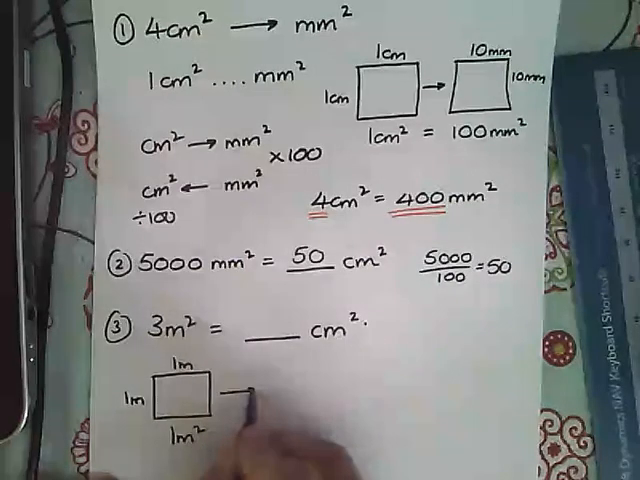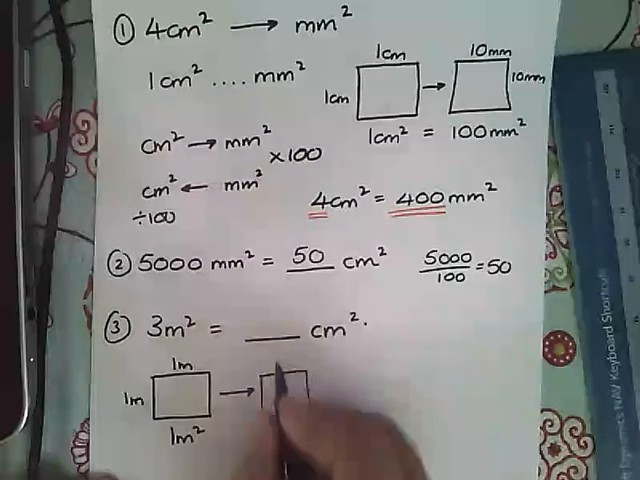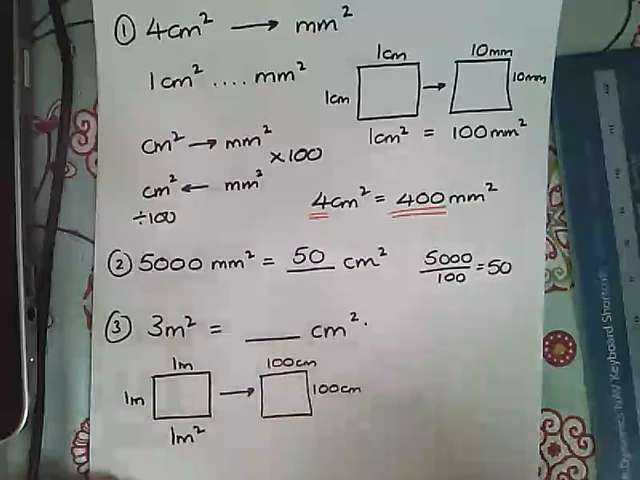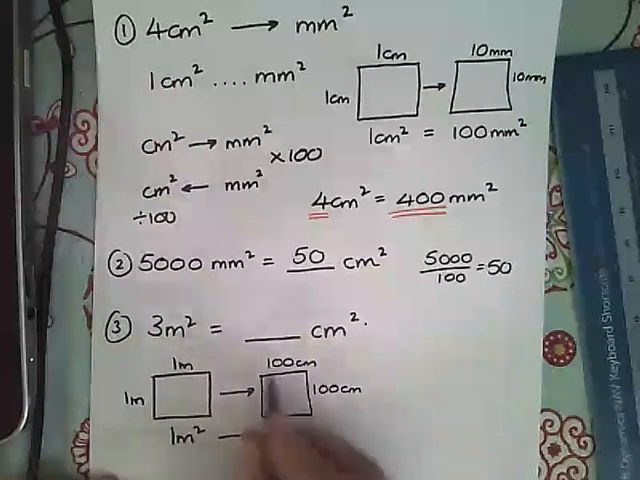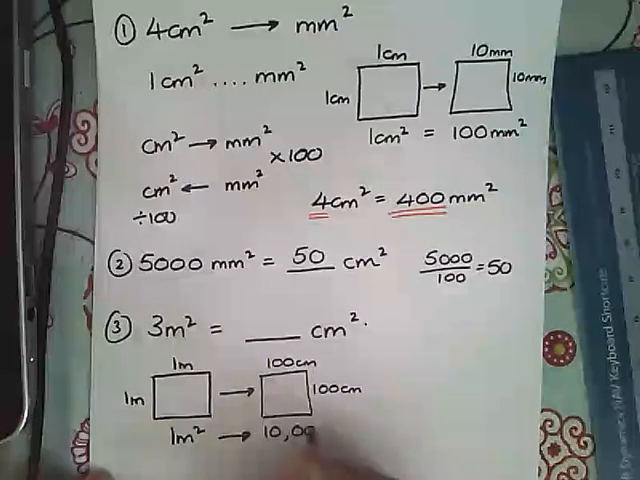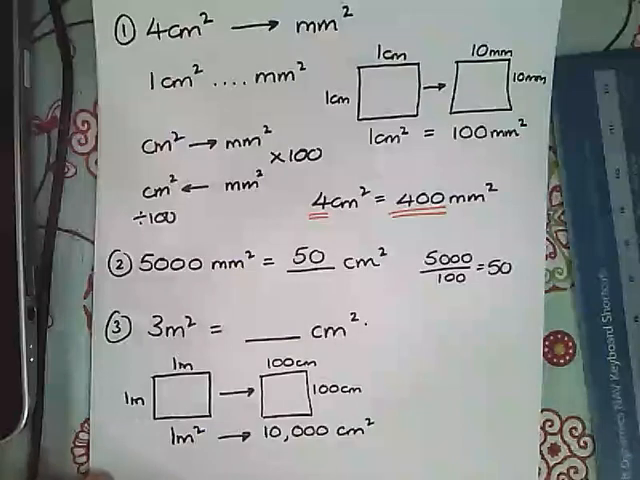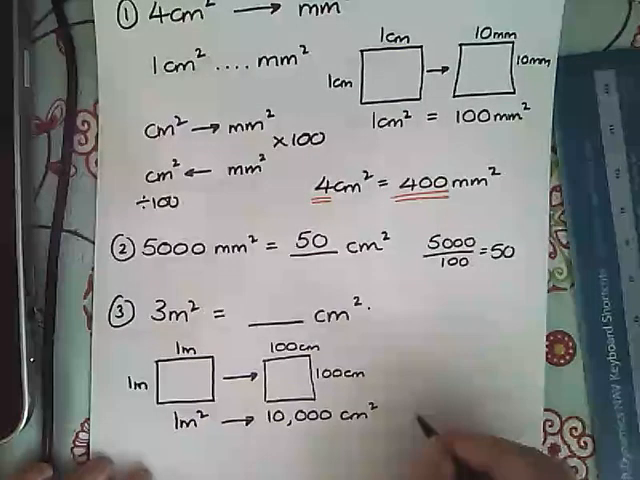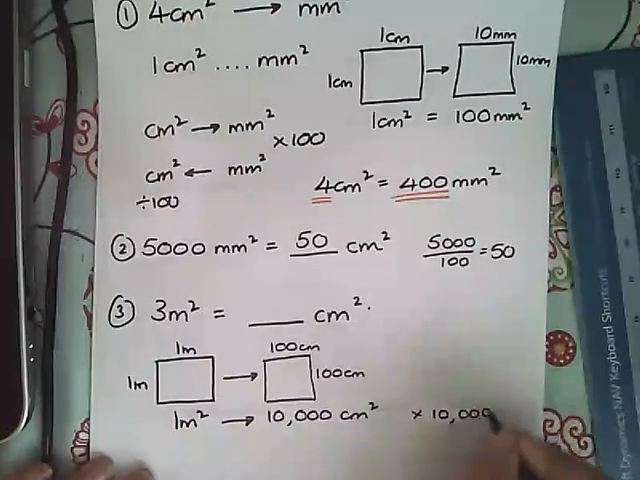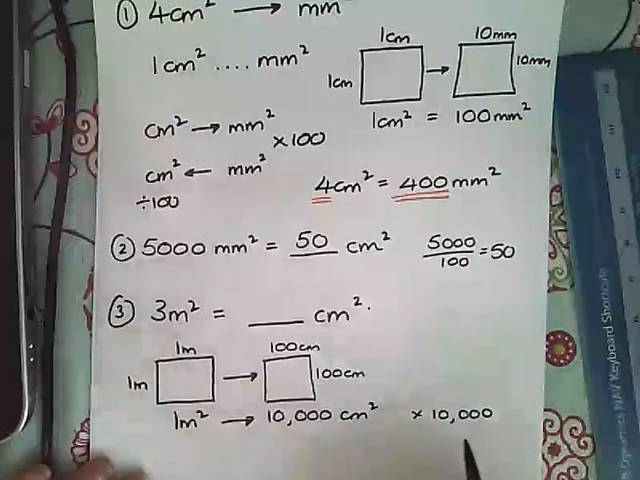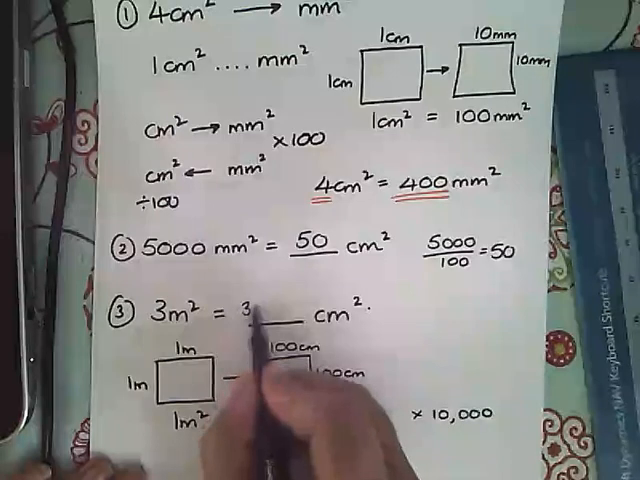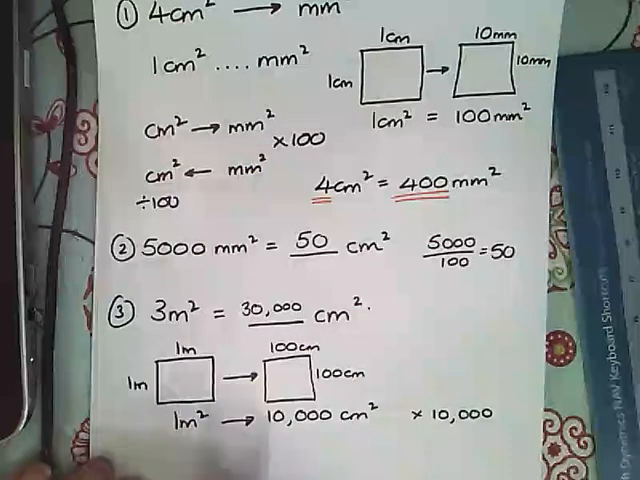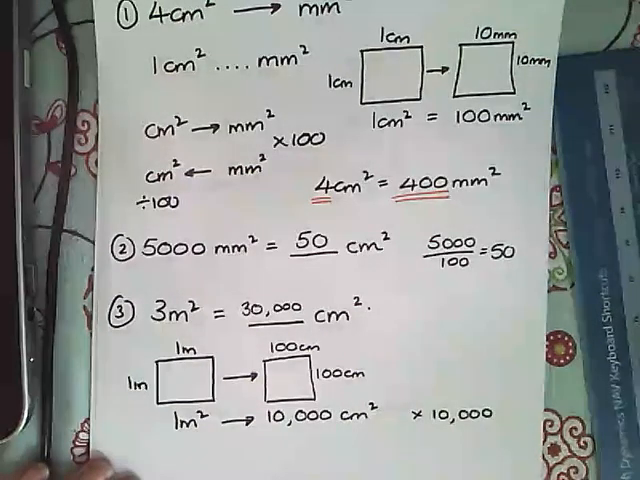And I'm going to convert that into the same dimensions, but this time it's 100 centimeters by 100 centimeters. So 1 meter squared is 100 times 100, which is 10,000 centimeters squared. So for this conversion, if I'm going from meters squared to centimeters squared, I need to times by 10,000. So this 3 times 10,000 is going to be 30,000 centimeters squared.